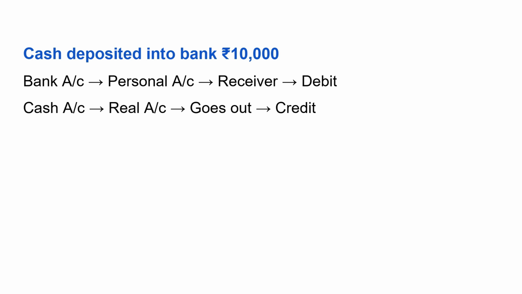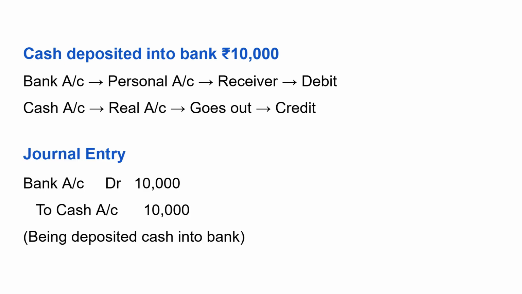And cash account. Cash account is real account and cash goes out of the business. So we deposit the money into bank. It goes out from the business and bank receives the cash. So cash goes out of the business. So the rule for real account is credit what goes out. So cash is credited. And the journal entry is bank account debit 10,000 rupees to cash account 10,000 rupees. And the narration is being deposited cash into bank.